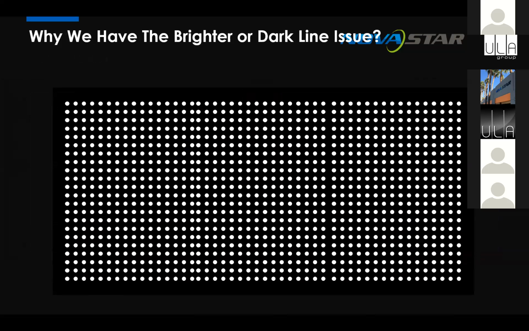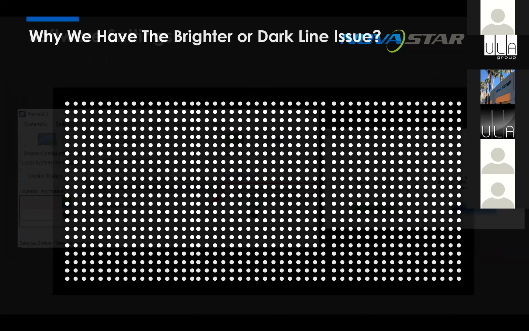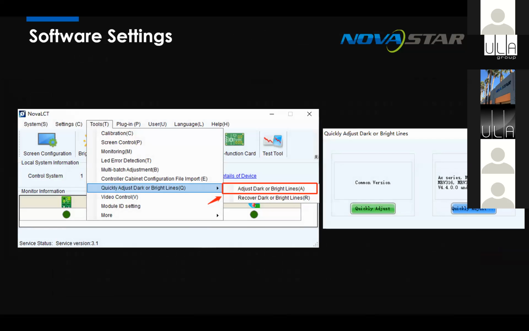So what do you do to fix it? Well, fundamentally, the software will go in and adjust the brightness of those LEDs to compensate for them being closer or further apart, to make it look seamless. To do that, just open up the software, go to Tools, Quickly Adjust Bright Dark Lines, and then you've got two options there. You've got the common quickly adjust, and you've also got a new version on the right, which is much better, but it's only going to work on the newest series of receiver cards. So if you've got an older screen, you're going to need to use the common version versus the newer version on the other one.